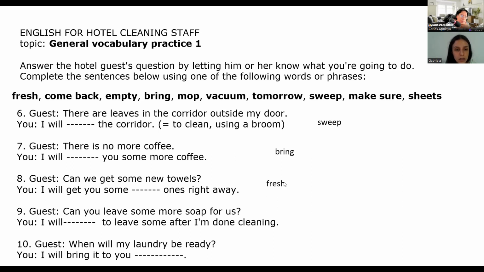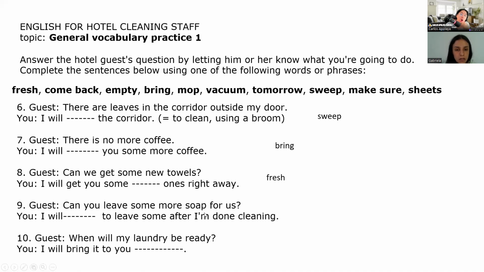Can you leave some more soap? Soup or soap? Soap. Jabón. I will leave some after. No, make sure. Asegurarse que algo pase, Gaby, es make sure. I will make sure to leave some after I'm done cleaning.